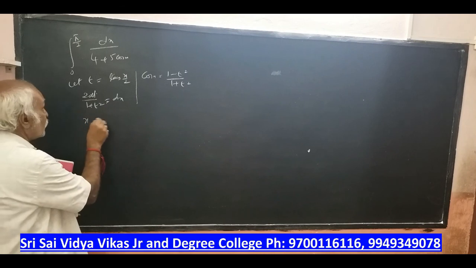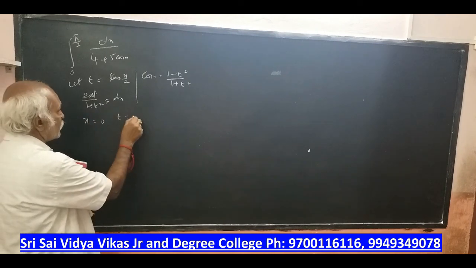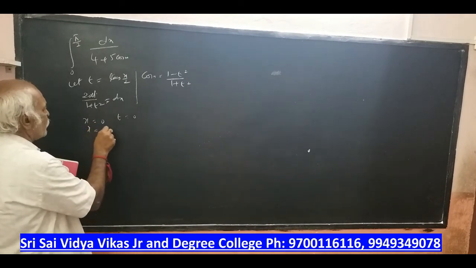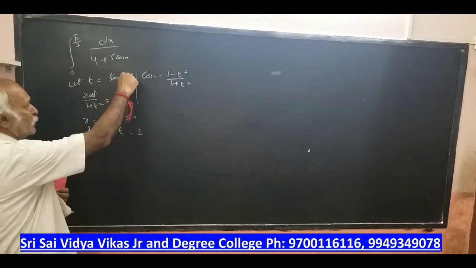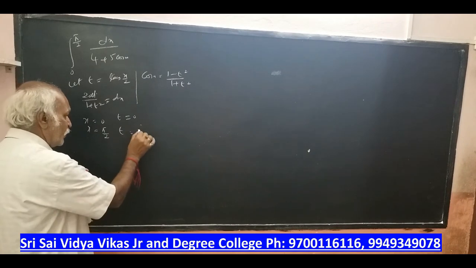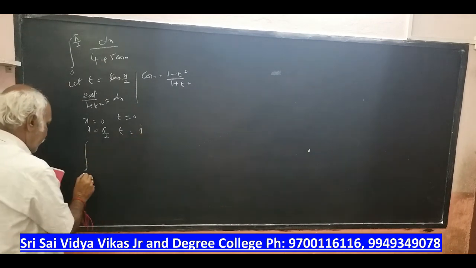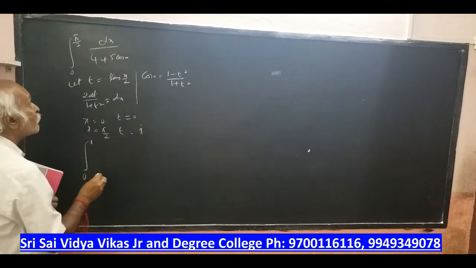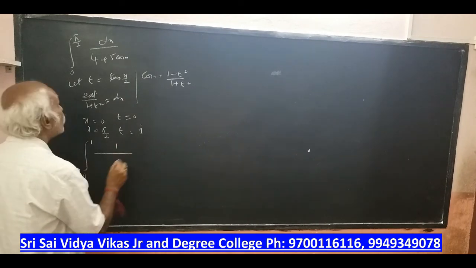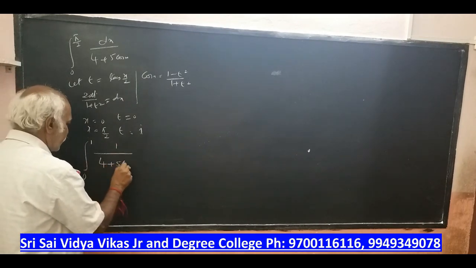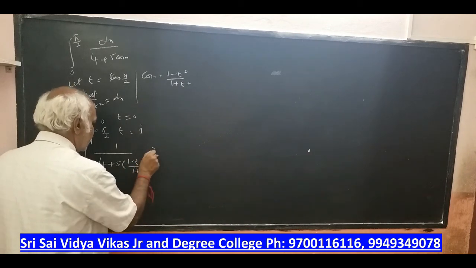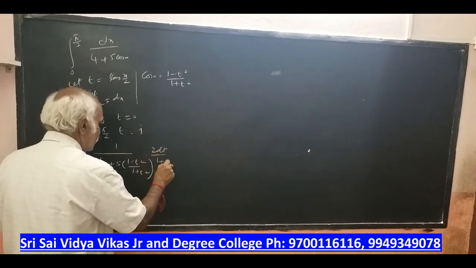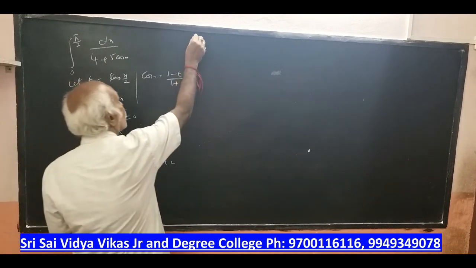When x is equal to 0, t is equal to 0. When x is equal to pi by 2, t is equal to 1, because pi by 2 by 2 is pi by 4 and tan pi by 4 is 1. Now put the integration 0 to 1, 1 by 4 plus 5 into 1 minus t square by 1 plus t square, into 2 dt by 1 plus t square.